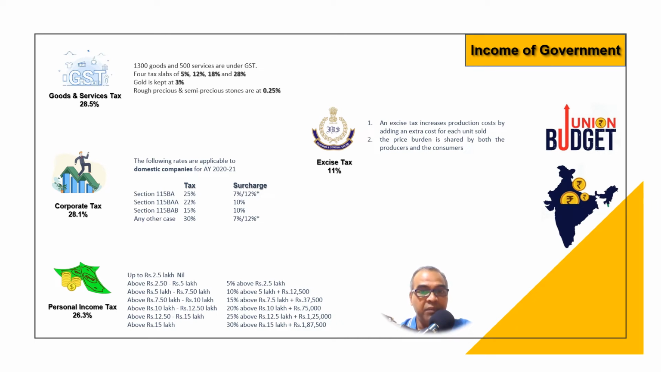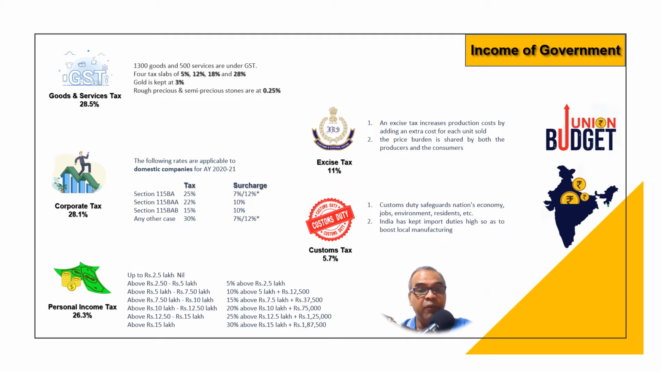The fourth type of income is the excise tax, wherein the government gets 11% out of it. What an excise tax basically does is increase the production cost by adding extra cost to each unit sold. The price burden is shared by both the producers and the consumers. And the fifth type of income is the customs tax, via which the government is earning 5.7%. The customs duty safeguards the nation's economy, jobs, environment, residents, etc. India has kept import duties high so as to boost local manufacturing. So these are the types of income via which income is generated by the government.